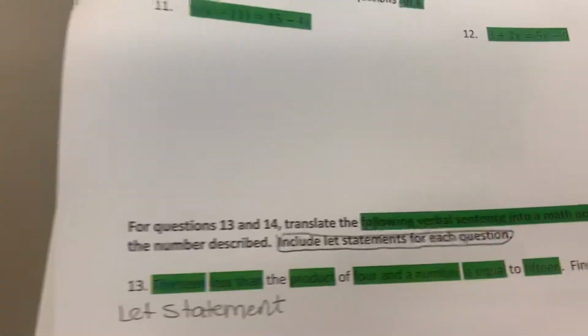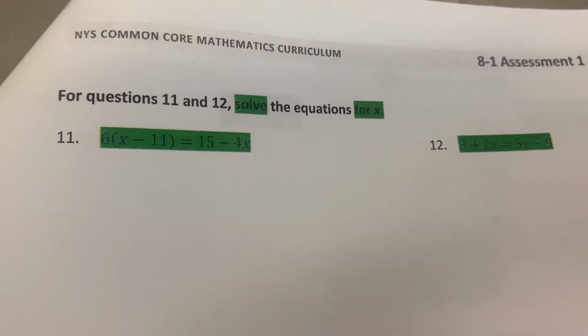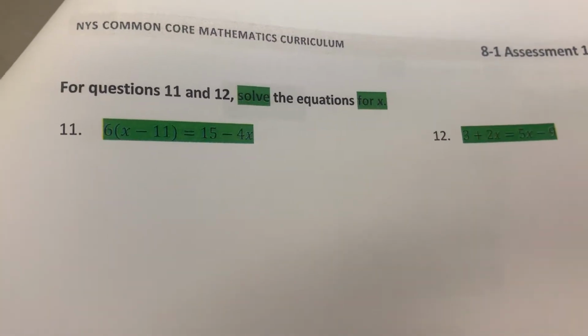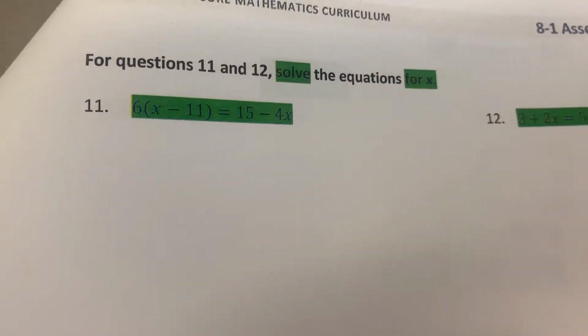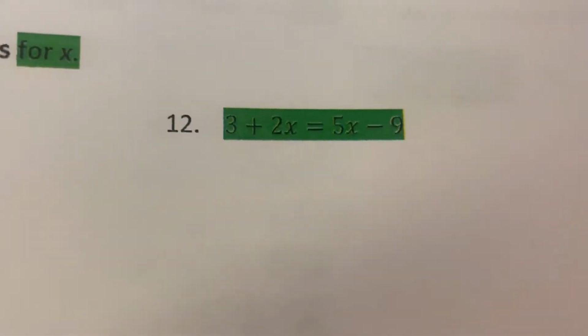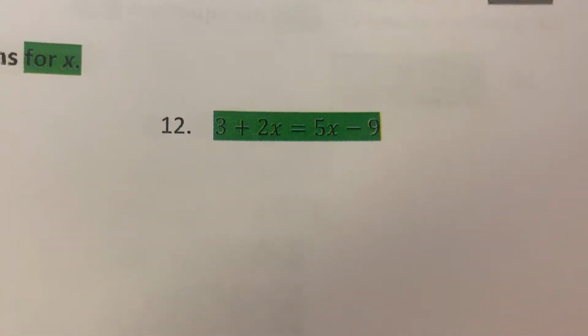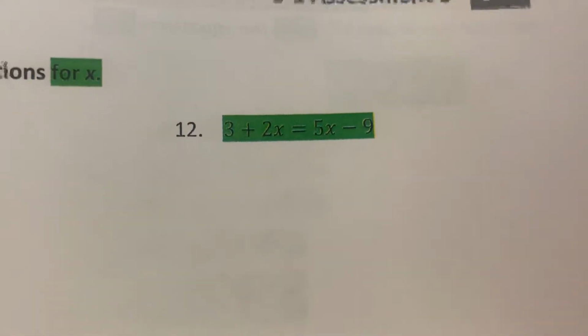11, solve for x. 6 times x minus 11 equals 15 minus 4x. Number 12, also solve for x. 3 plus 2x equals 5x minus 9.